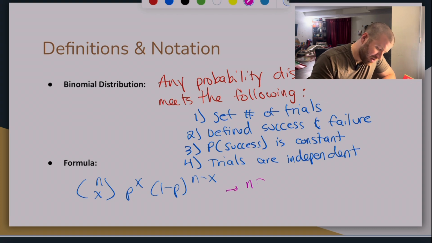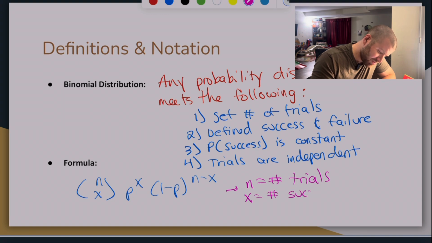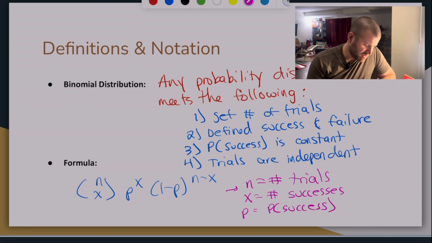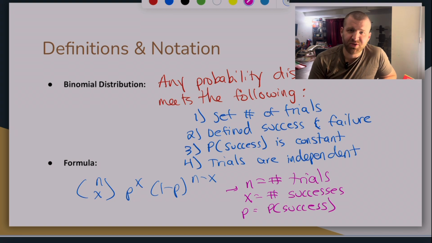And so here, n is just your number of trials. X is your number of successes. And P is your probability of success. Obviously here, 1 minus P is then your probability of failure.